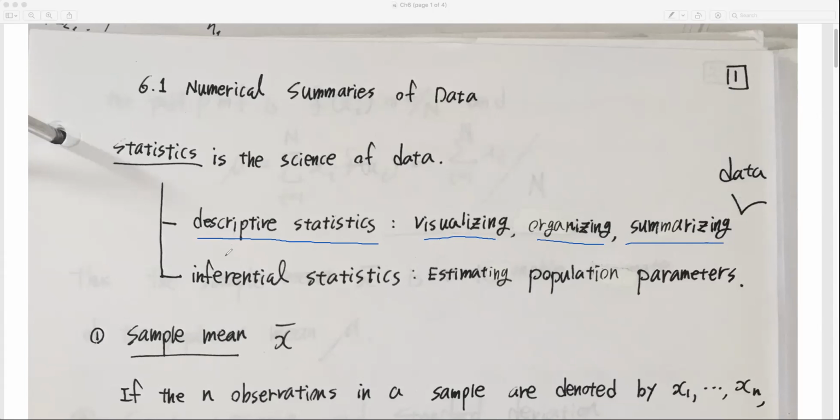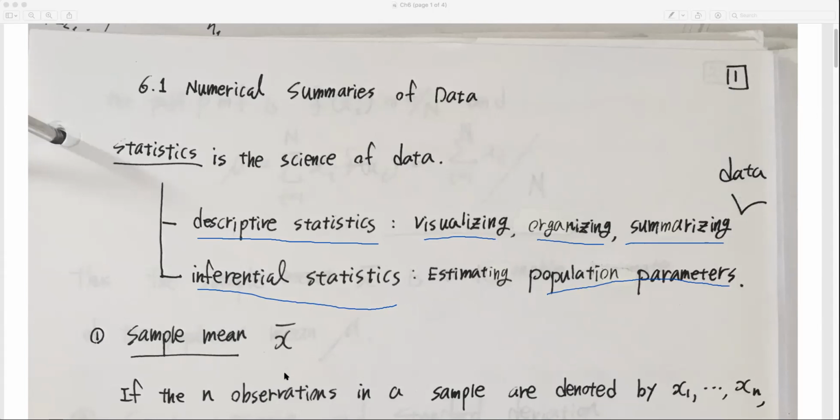From chapter 7, we're going to learn inferential statistics. This is about estimating population parameters, meaning the mean, standard deviation, variance, things like this. Also we're going to learn chapter 8, hypothesis testing, which we'll talk about later.